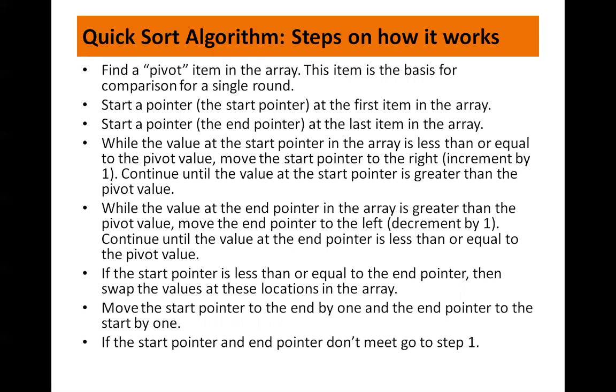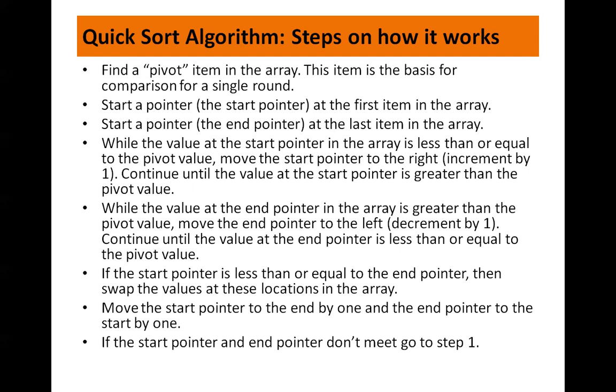While the value at the start pointer in the array is less than or equal to the pivot value, move the start pointer to the right. So every time we'll be comparing the value at the start pointer with the pivot. If it is less than or equal to the pivot, then you increment the start pointer by 1. If it is pointing at the 0th position, it will move to the first index. Continue until the value at the start pointer is greater than the pivot value. As soon as the start pointer value is greater than the pivot, you stop incrementing the start pointer.